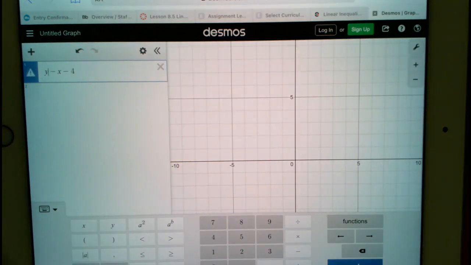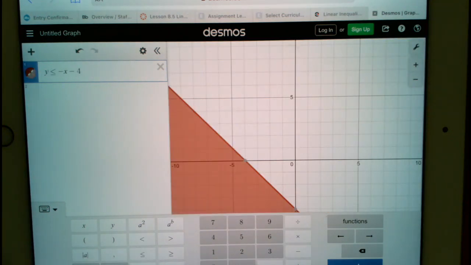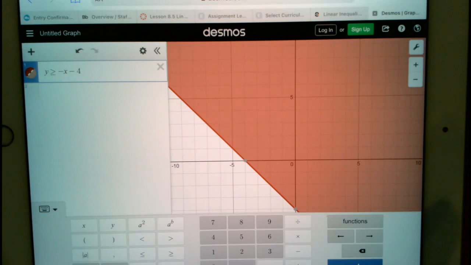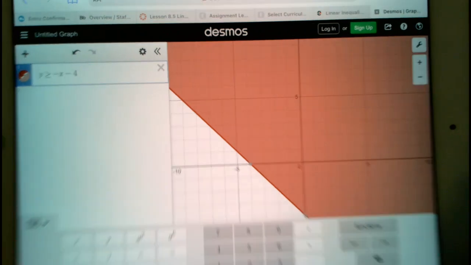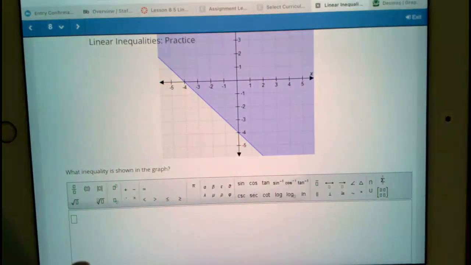We can change this to greater, whoops, nope. Let's try that again, less than or equal to. And surely it's going to be our first version, which is the greater than or equal to. So we flip back over here, and that's what we're going to type in.